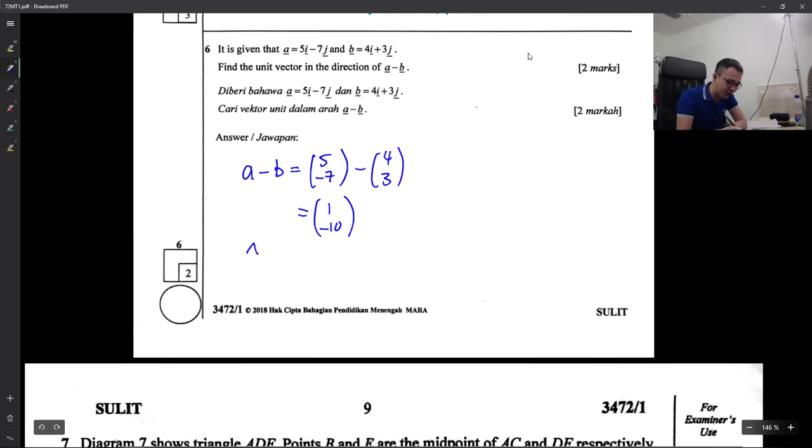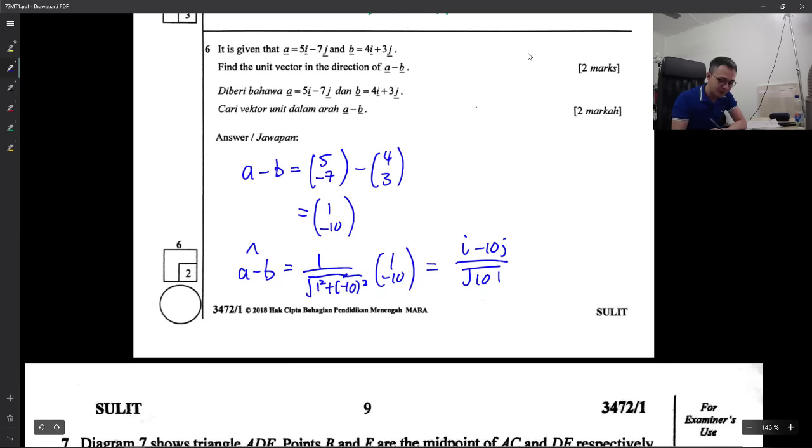Okay, so I want to find the unit vector of A minus B. So basically it's 1 over the magnitude. So it's 1 square plus negative 10 square, and then (1, -10). So this one is 101. So you can write in the i and j form. So it will be i minus 10j over square root 101. Yeah, or you want to separate them also can. Then it's 1 over square root 101 i minus 10 over square root 101 j. It's a bit weird for this question, but I hope my answer is correct.